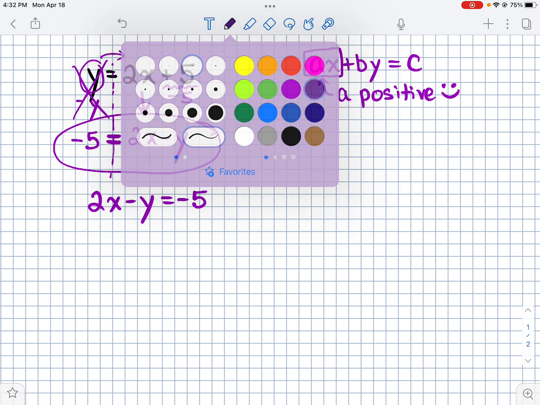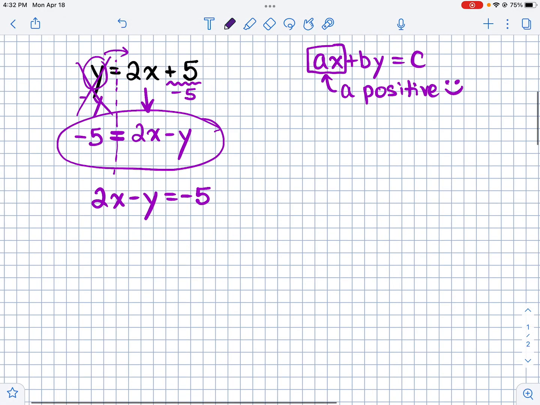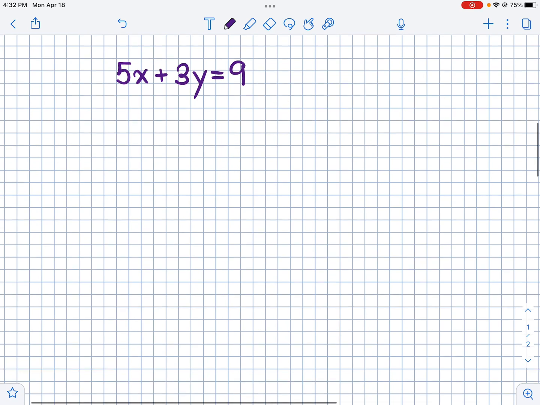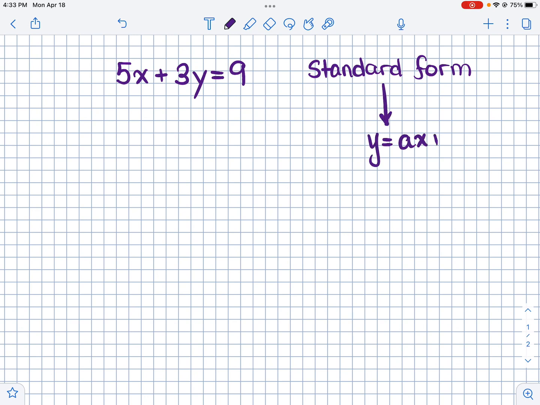Okay, let me show you how to go the other way. Let's say we had an equation in standard form. So let's say we had 5x plus 3y equals 9. So here we have an equation in standard form. And I want to know what the slope and the y-intercept are. So I'm going to rearrange it so that it looks like this form, y equals ax plus b, because that will help me figure out the slope and the y-intercept.